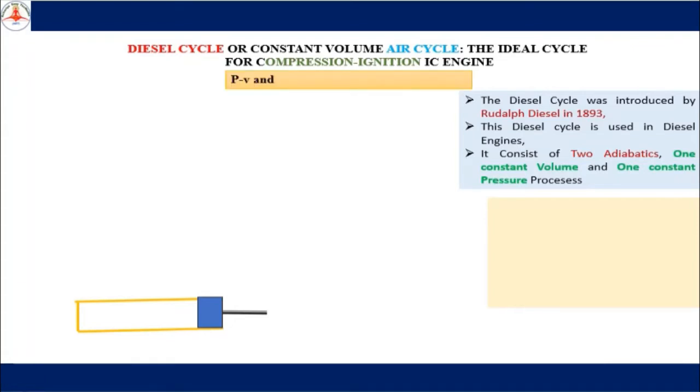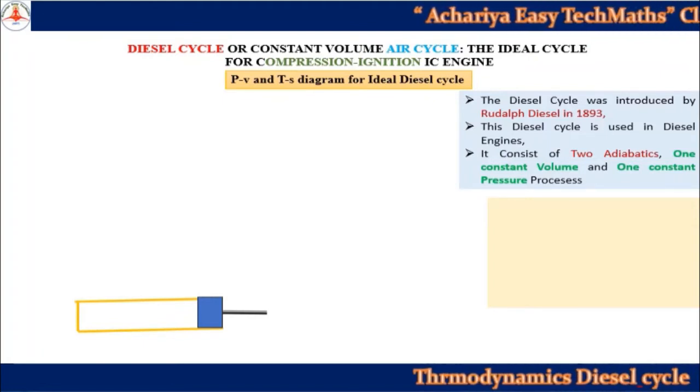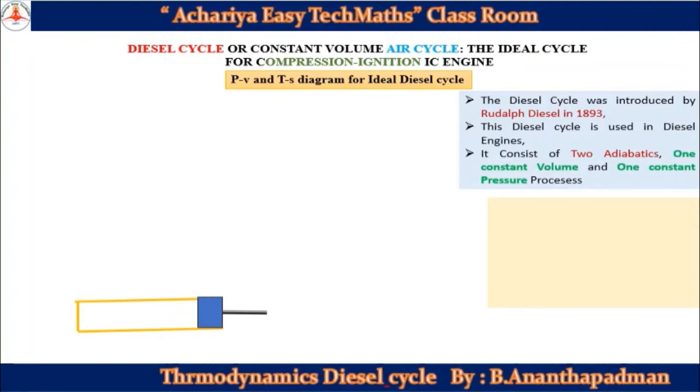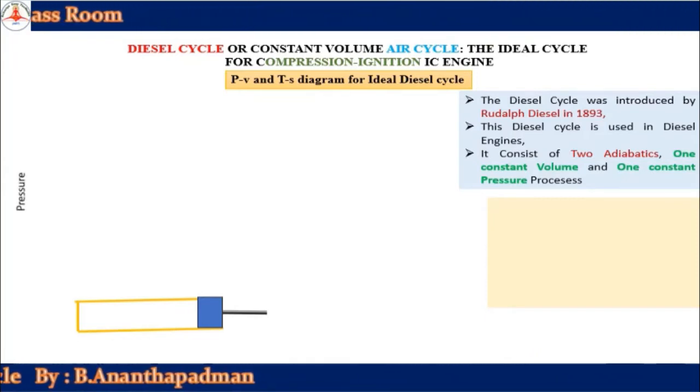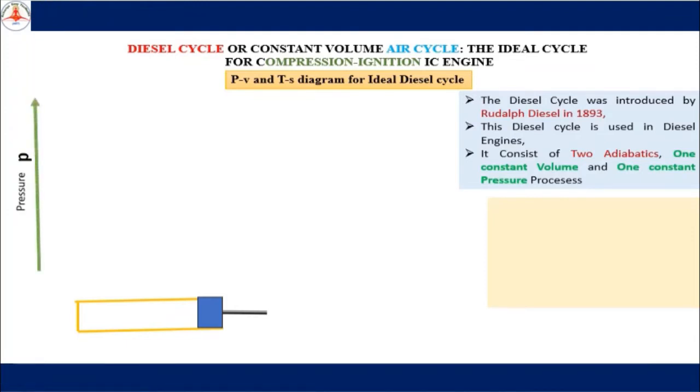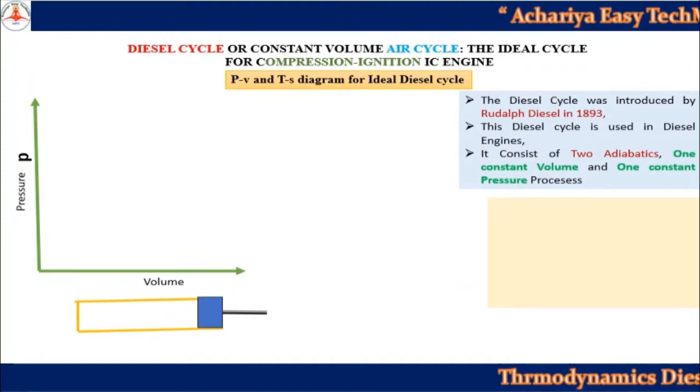Let me discuss the PV and TS diagrams for the ideal diesel cycle. In the figure below, on the vertical axis, that is the y axis, pressure is taken. On the horizontal axis, that is the x axis, volume is taken.